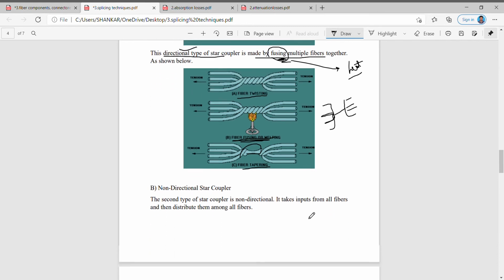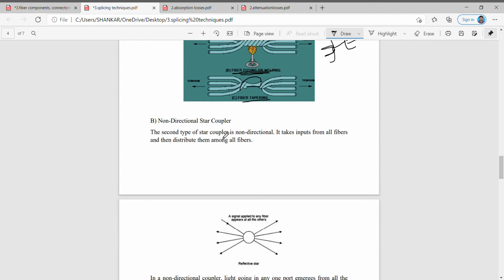The other method is the non-directional star coupler. In this non-directional star coupler, suppose I am applying the input at this port, and the output we are getting is at this port also. That means the direction is not fixed; it will be in the opposite direction or it will be in the same direction.